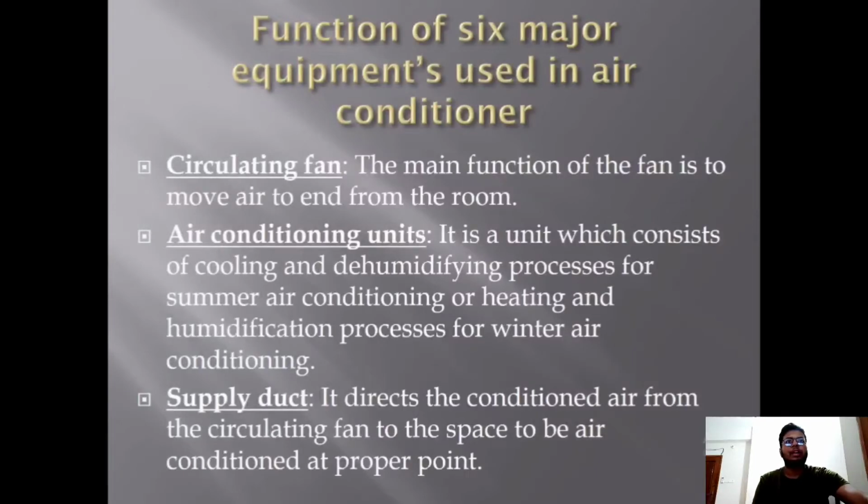In this presentation I am going to cover the topic of the function of 6 major equipments used in an air conditioner. So the first of the 6 major equipments of an air conditioner is the circulating fan. The main function of the fan is to move air to and from the room.